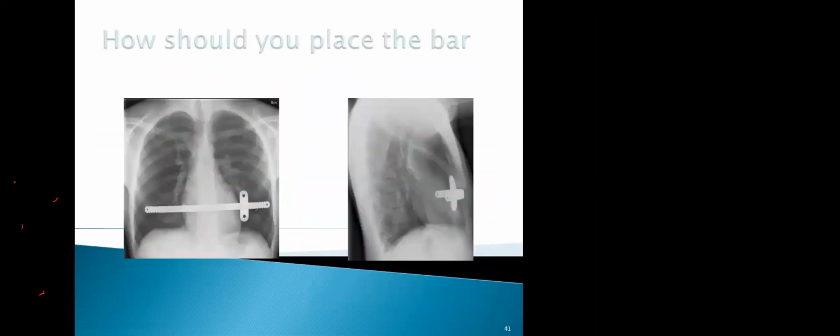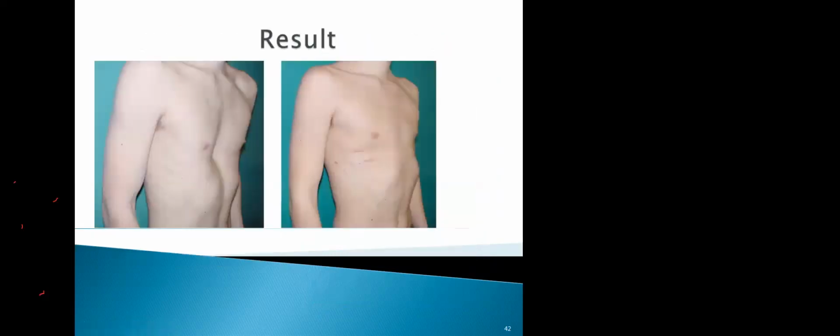Then we do X-ray. There is no rush to do it, but at some stage to see if there is no pneumothorax and the position of the bar. And you always do a left lateral to see the sternum is in front and above. And if you see here, this is the wire. If you see closely, that locks the bar in a position so it doesn't move.